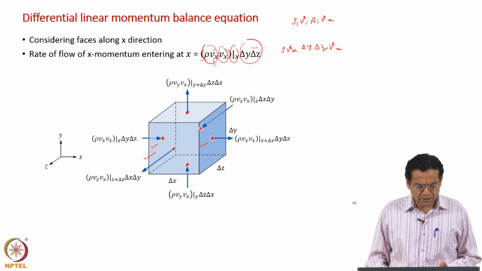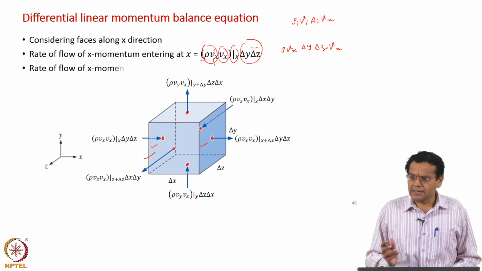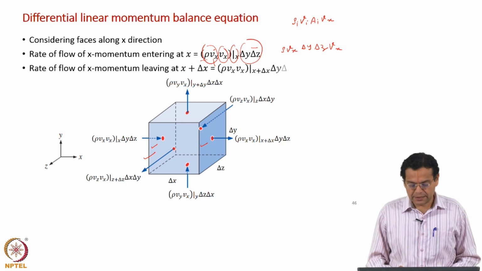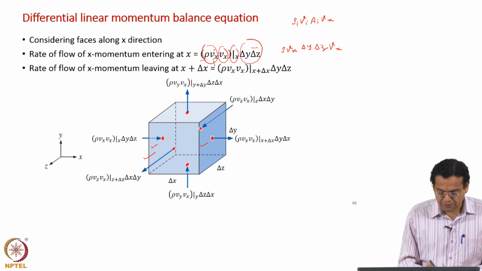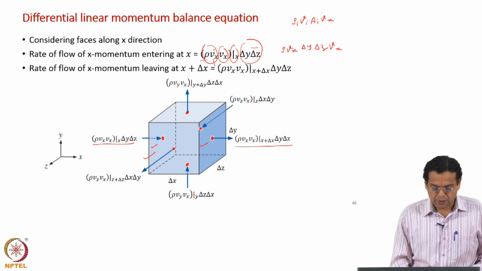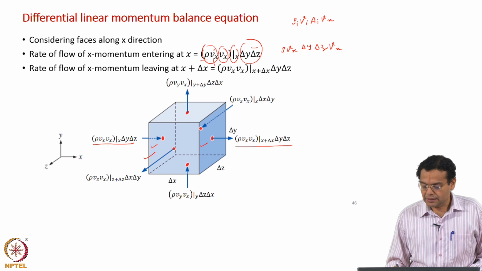Now, let us write it for the x momentum leaving at x plus delta x, same expression, but evaluated at x plus delta x. So, the rate of x momentum entering is shown here, rate of x momentum leaving is shown here. Rho V_x and then V_x evaluated at x, and then rho V_x evaluated at x plus delta x multiplied by the area.